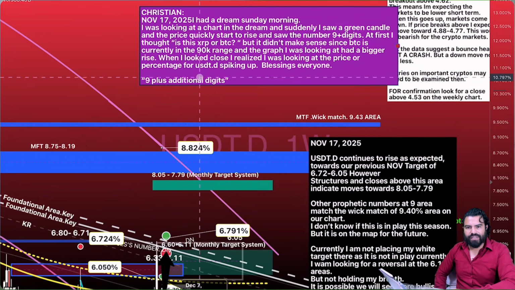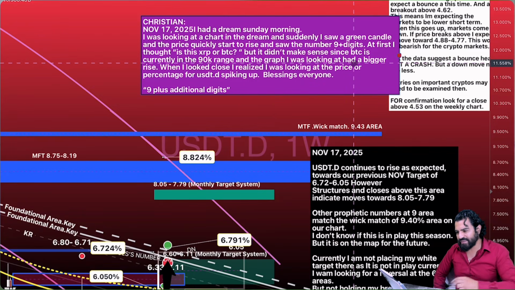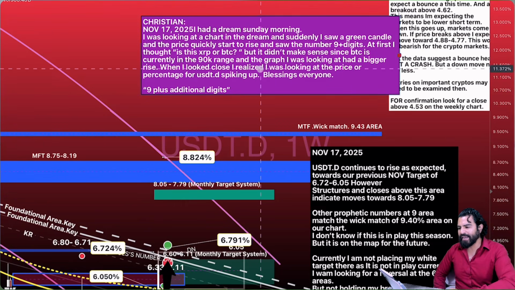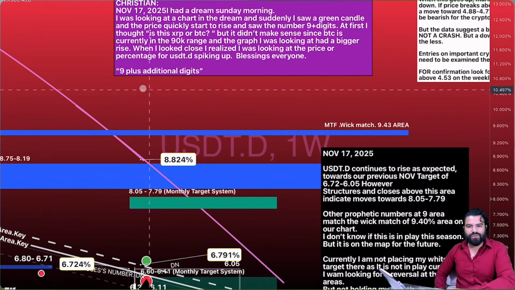We have Christian in our community, who had some information and something prophetic. He says, "I was looking at a chart in a dream and suddenly I saw a green candle and the price quickly started to rise and I saw 9+ digits. At first I thought this is XRP or Bitcoin, but it didn't make sense because Bitcoin is already in the 90,000 range as of November 17th, and the graph had a bigger rise. When I looked up closely, I realized the price was for a percentage of USDT.D spiking up." Blessings, everyone. So he saw 9+, the percentage rise for USDT.D.